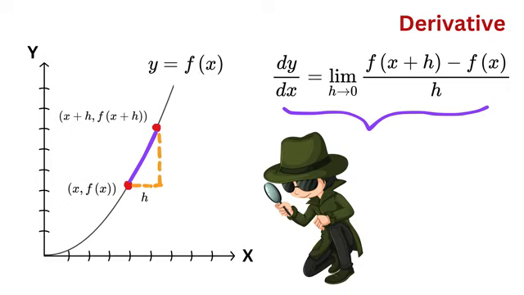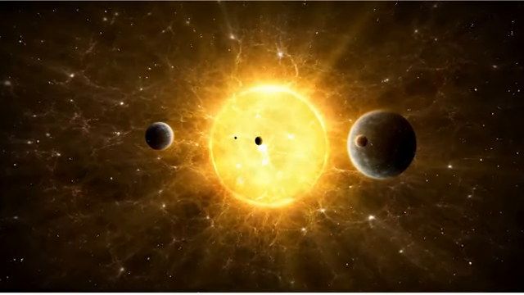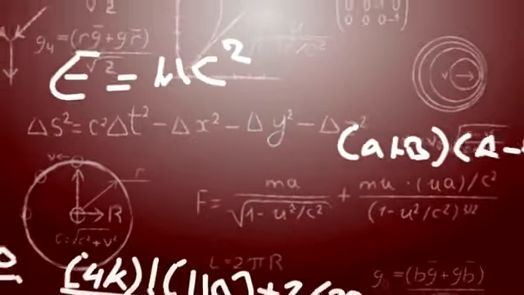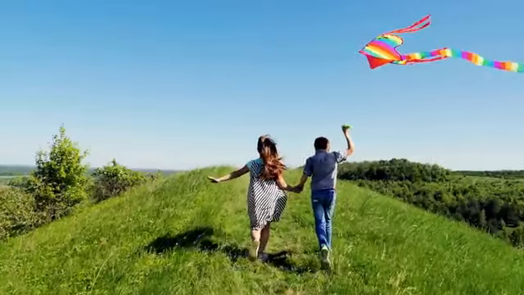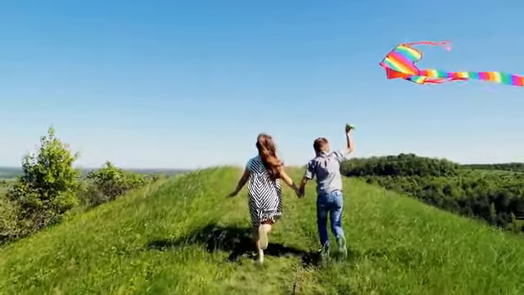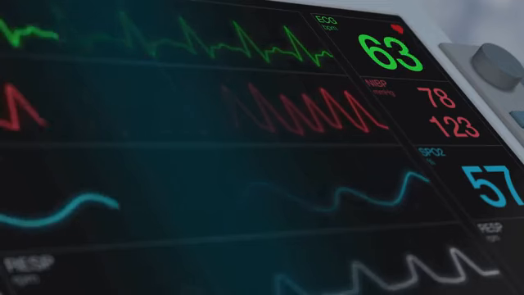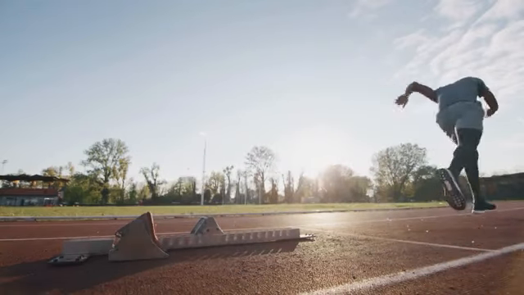This simple idea of zooming in on a curve and finding its slope has transformed how we understand and solve problems in the world around us. Suddenly, derivatives became a universal language for describing change, and it is used in our day-to-day life, starting from measuring speed to predicting stock prices, tracking heart rate changes in medicine, and analyzing an athlete's speed during a race.